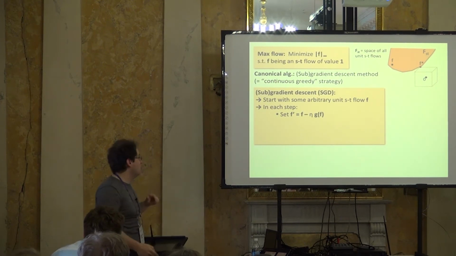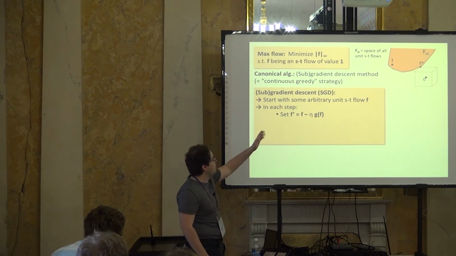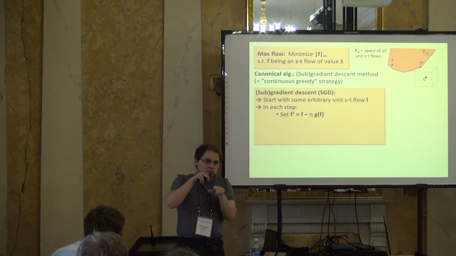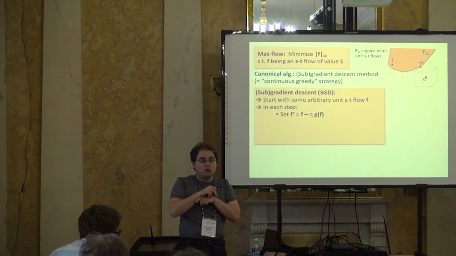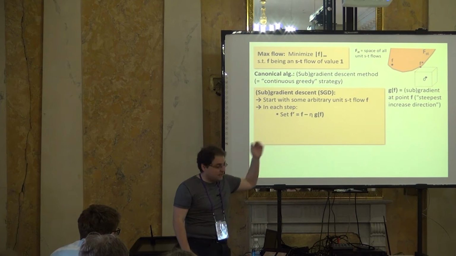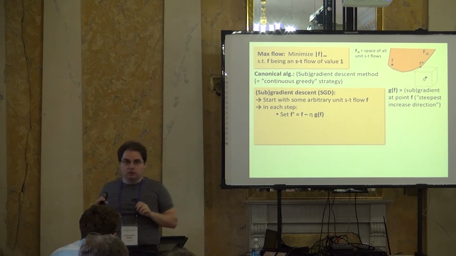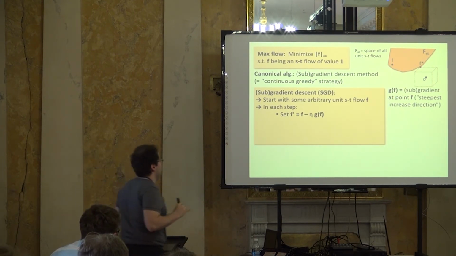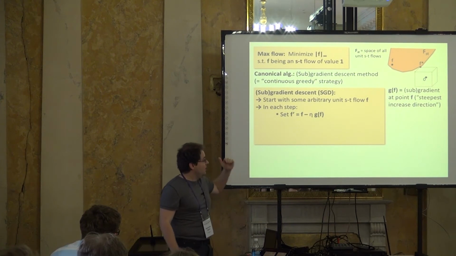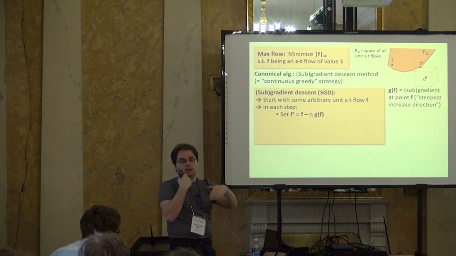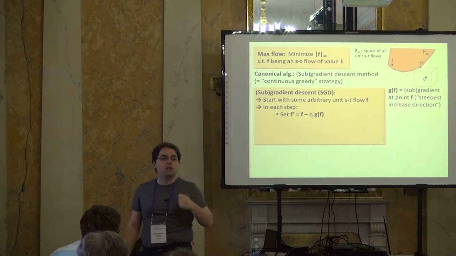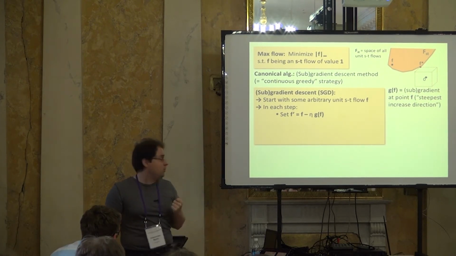Okay, so if you think about the question, I fix a flow and I fix the objective, what is the direction that reduces the value of this function the most, then you will come up with that this direction is called a subgradient or just a gradient, depending on whether the function is differentiable or not. And essentially this is the steepest increase direction, so we just go in the opposite direction of the steepest increase. That's the way to most efficiently locally reduce the value of the objective.